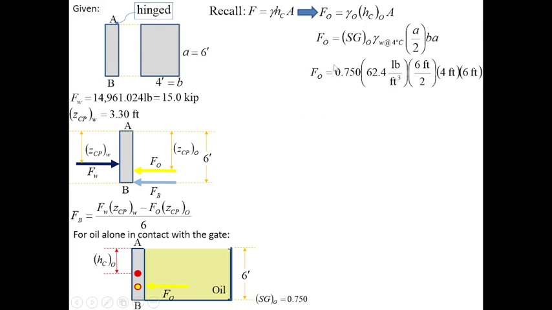So the force due to oil: 0.750, okay, 62.4, then 6, then 6 over 2, 4 feet, 4 feet, 4 feet, 6 feet. So we will have an answer of 3369.6 pounds or 3.37 kilopounds. So that is our answer for the force due to oil. So we're done with the 3. One more to go before we can find FP.